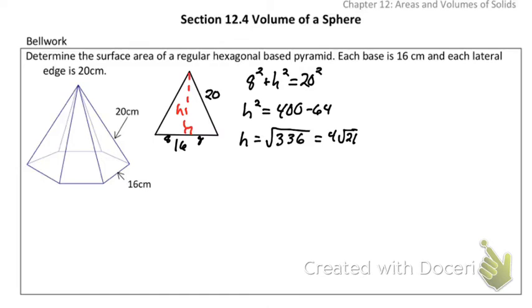So we have 6 triangles. And the area of a triangle is 1/2 our base. Well, our base in this one is 16. So it'd be 1/2 times 16 times our height, which is 4 square root of 21. But we do have 6 of them. So I'd multiply whatever I got there by 6. So we'd have 6 times 1/2, which is 3 times, and that would be 12. And we have 12 times 16.